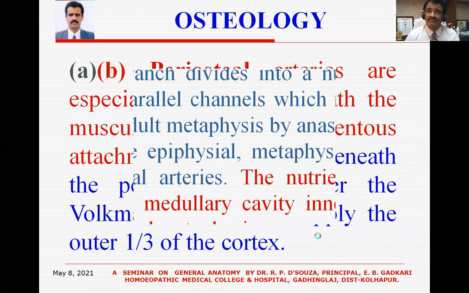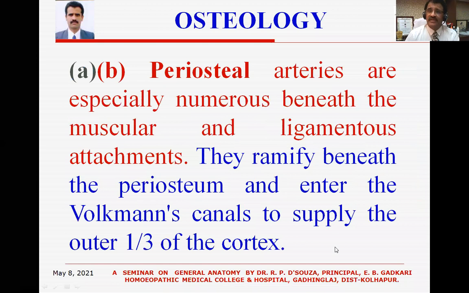Now next is the periosteal arteries. They are especially numerous, abundant beneath the muscular and ligamentous attachments. They ramify beneath the periosteum and enter the Hoffman's canals to supply the outer one-third of the cortex.